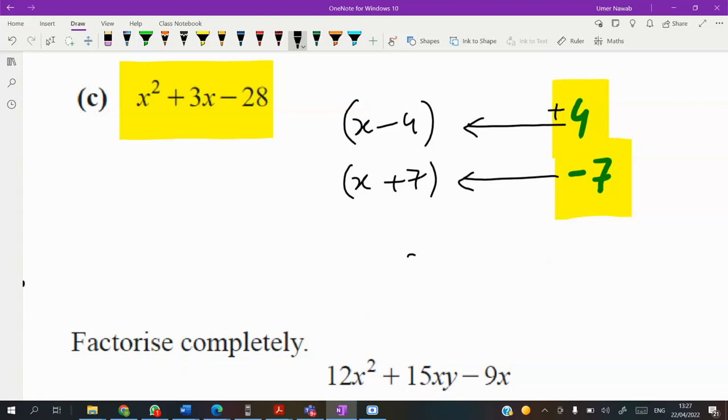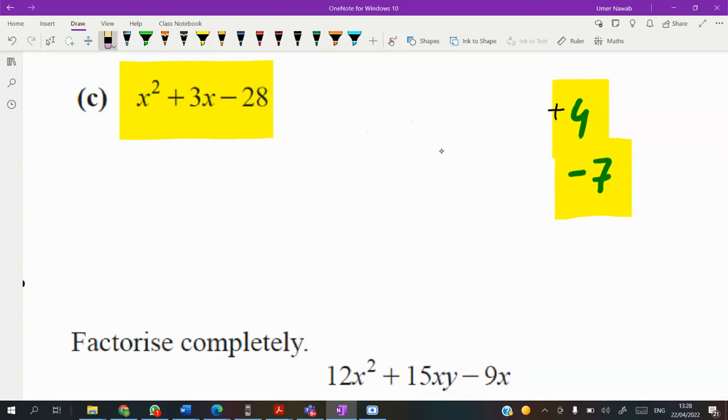As you know, guys, x minus 4 is equal to 0. When I put it, I will get 4. That's why the answer 4 can give you the factor by changing its sign with x. So anyway, I'm going to write now the two factors, x minus 4 and x plus 7.